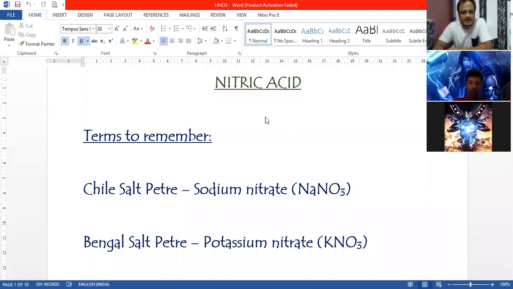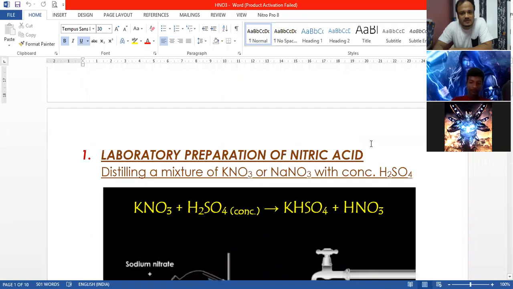You can remember it this way: West Bengal's capital is Kolkata, so K for Kolkata, and potassium is also K. You can remember it that way. Use any of your techniques to remember these terms. So that is the first part.